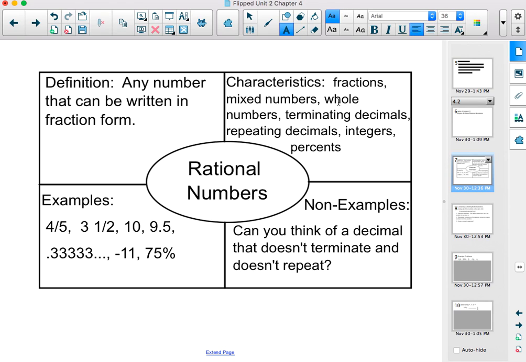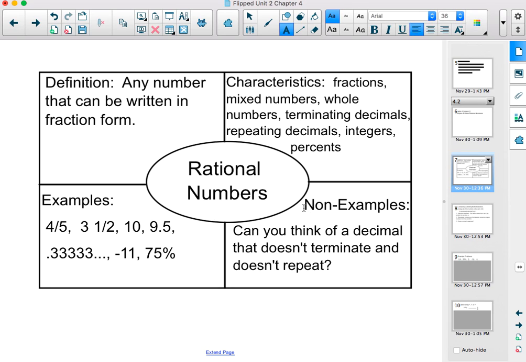Characteristics, these are different types of numbers that can be turned into fractions, so they are rational numbers. Fractions, mixed numbers, whole numbers, terminating decimals, repeating decimals, integers, and percents. So examples of those, I have 4/5, 3.5, 10, 9.5, 0.3 repeating, -11, and 75%. Each of our examples corresponds to one of the words up here in the characteristics.